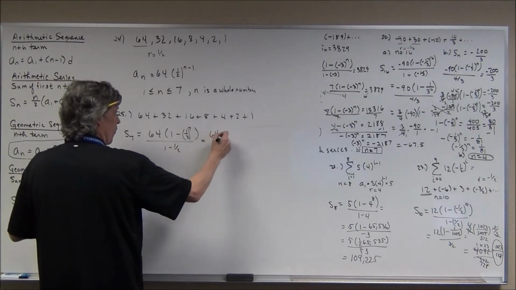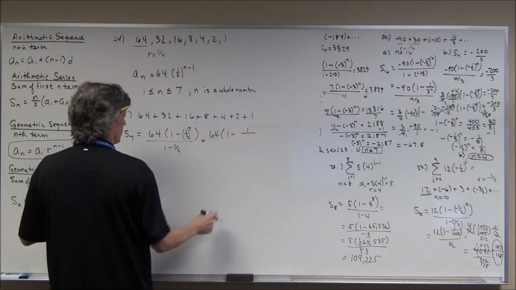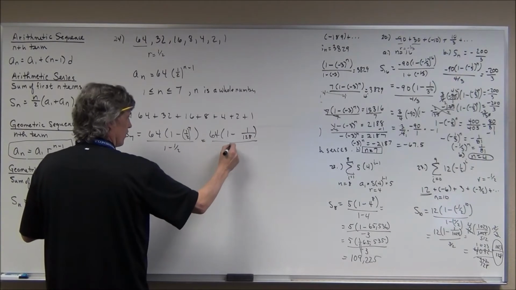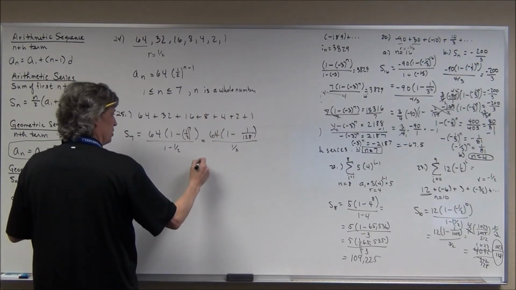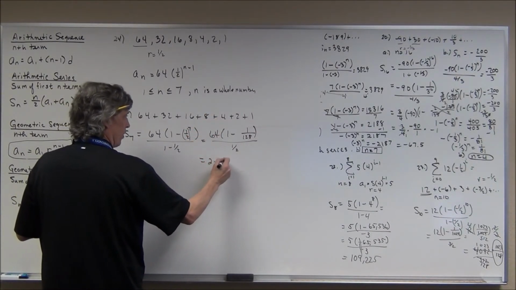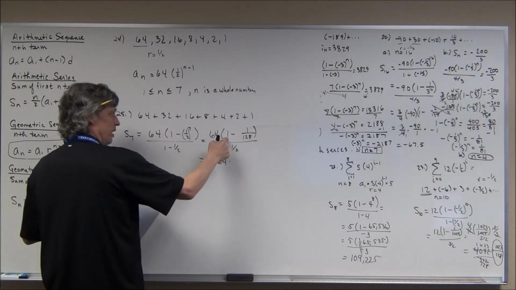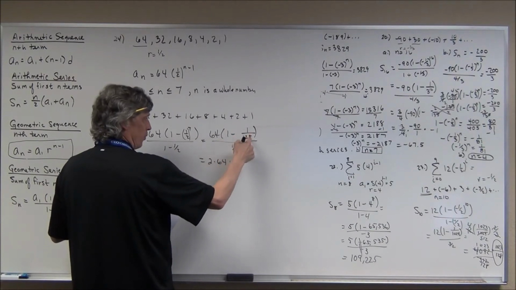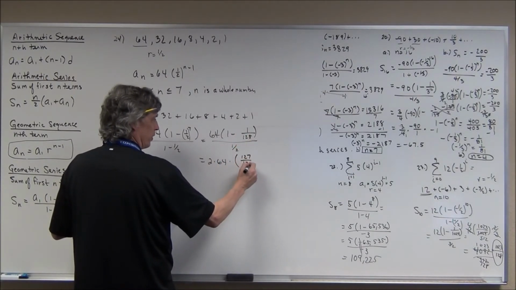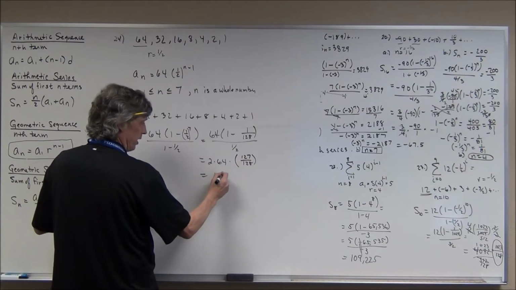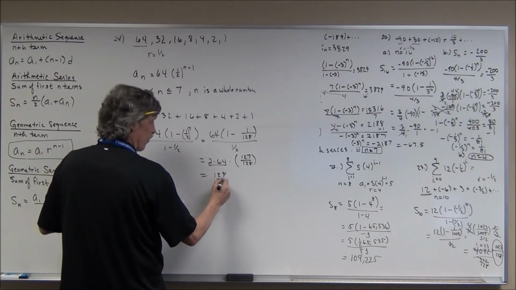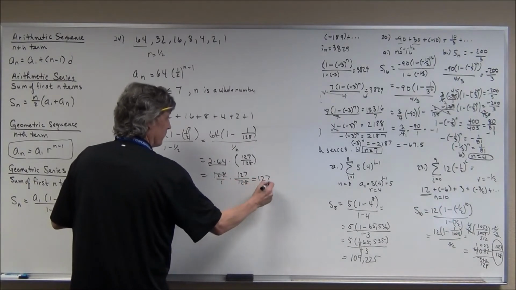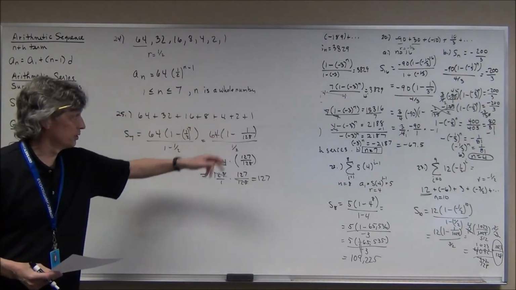So this is 64. This is 1 minus 1 over, let's see, 7 would be 128, all over a half, or multiply by 2. So that's 2 times 64 times, now this would be 128 over 128 minus 1 over 128, 127 over 128. Look at this. This is 128 over 1 times 127 over 128. 127. It might have been faster just to add up the numbers on your calculator.